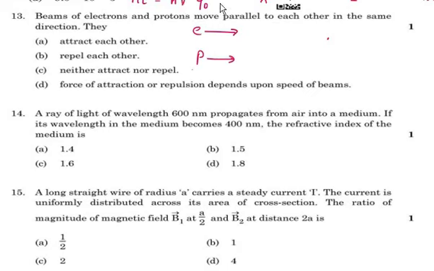Since electrons are moving in this direction, the current will be in the opposite direction. For protons, the conventional current will be in the opposite direction as that of electrons. So here you can see that currents are anti-parallel. So anti-parallel currents repel each other. So the right answer is option B.